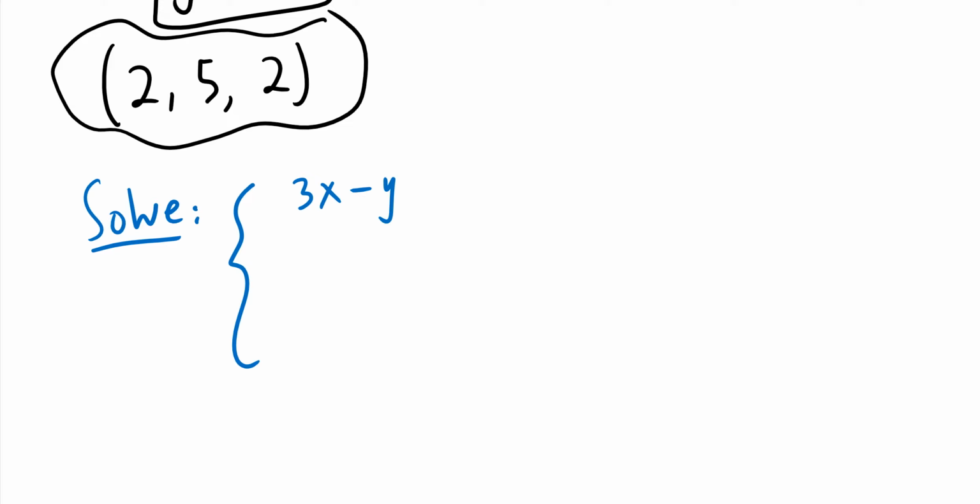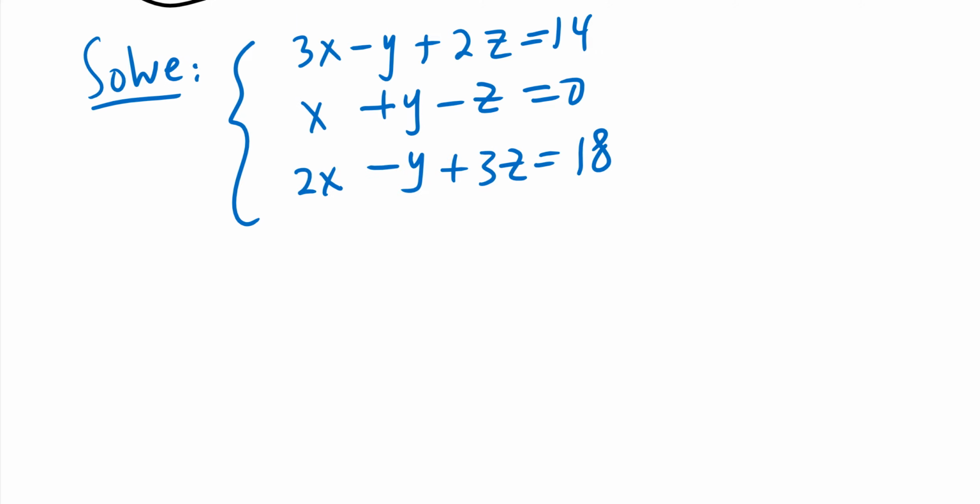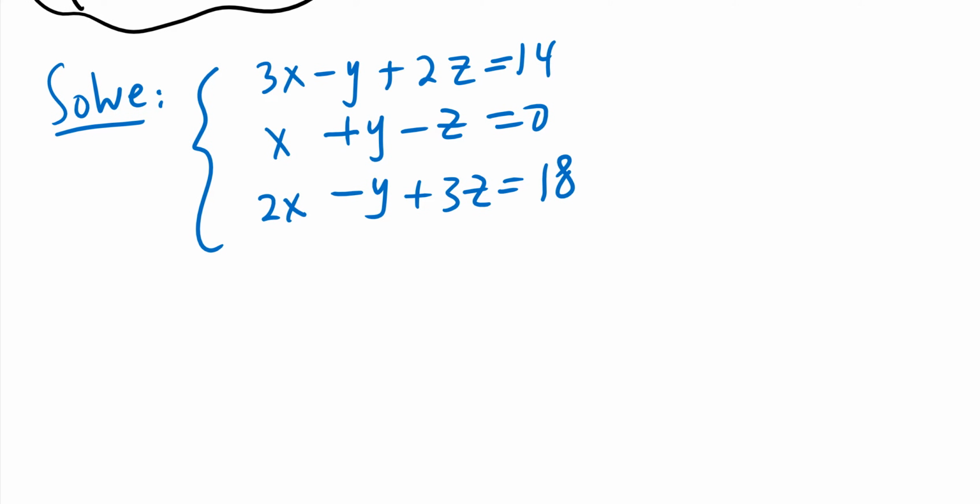3x minus y plus 2z equals 14. X plus y minus z equals 0. 2x minus y plus 3z equals 18. Let's see, does the same strategy as before work? Yes, look at the y's. The y's look good here because if I take the first two together, the y will cancel out, and the last two together, the y will cancel out.